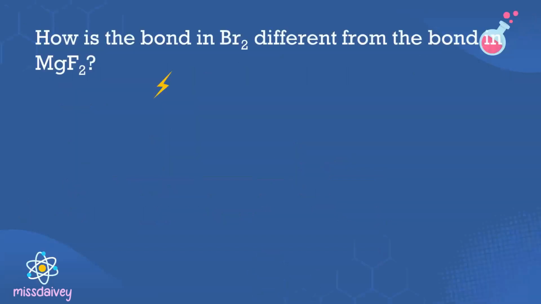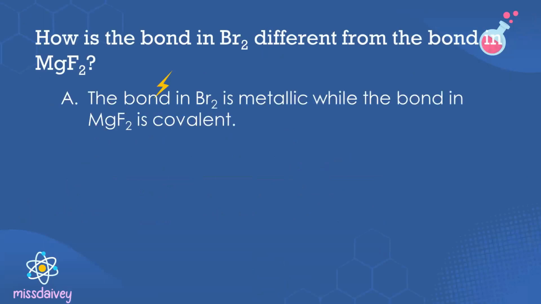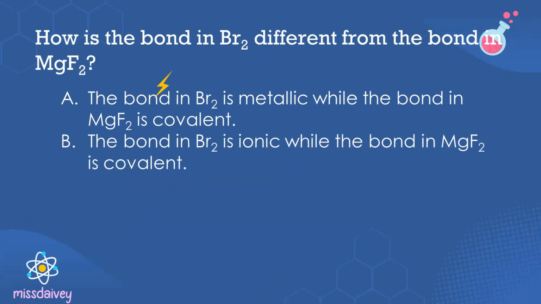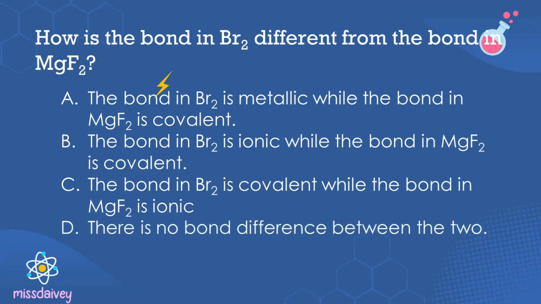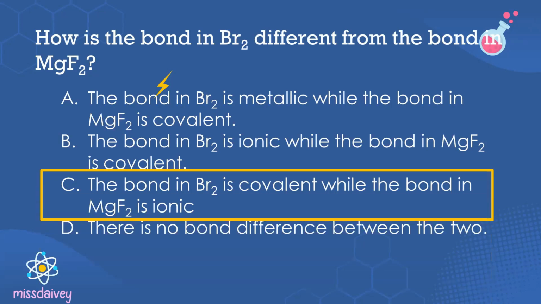How is the bond in Br2 different from the bond in MgF2? A, the bond in Br2 is metallic while the bond in MgF2 is covalent. B, the bond in Br2 is ionic while the bond in MgF2 is covalent. C, the bond in Br2 is covalent while the bond in MgF2 is ionic. Or D, there is no bond difference between the two. The correct answer is letter C. The bond in Br2 is covalent while the bond in MgF2 is ionic.